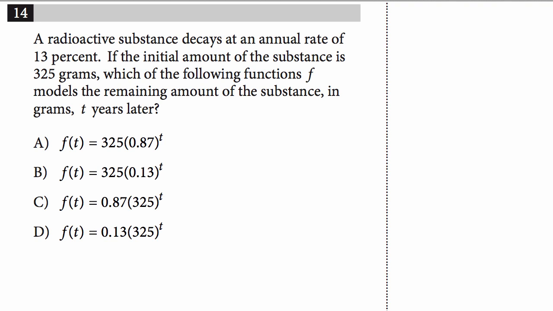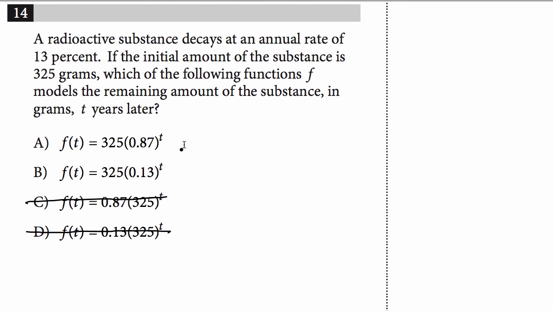All right, number 14 says a radioactive substance decays at an annual rate of 13%. If the initial amount of the substance is 325 grams, which of the following functions models the remaining amount of the substance in grams t years later? Well, first of all, the initial amount always goes on the outside. That's your starting value. So C and D are gone instantly.